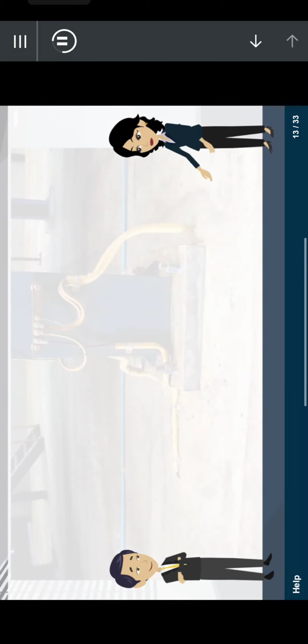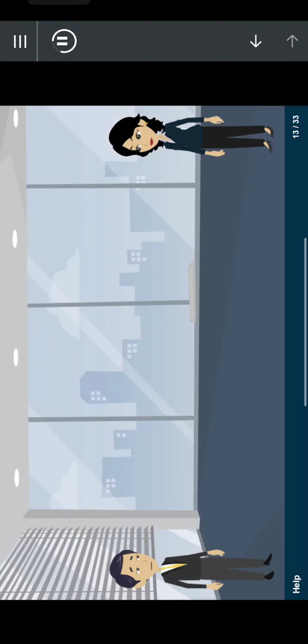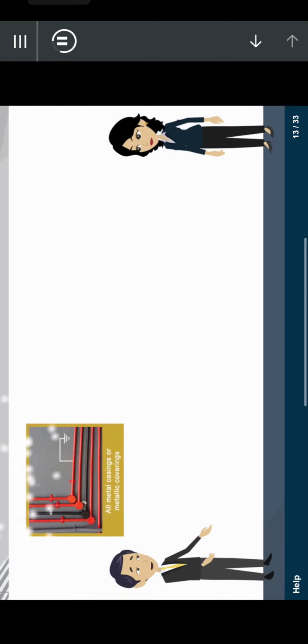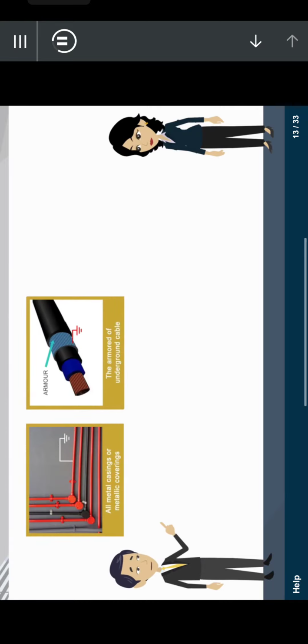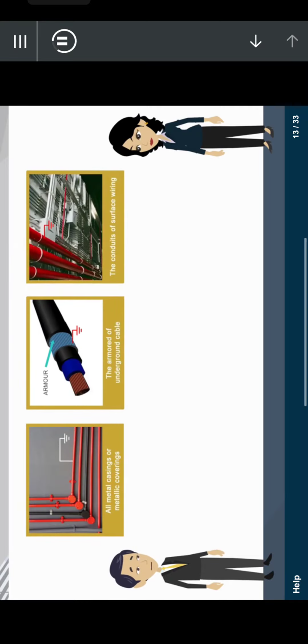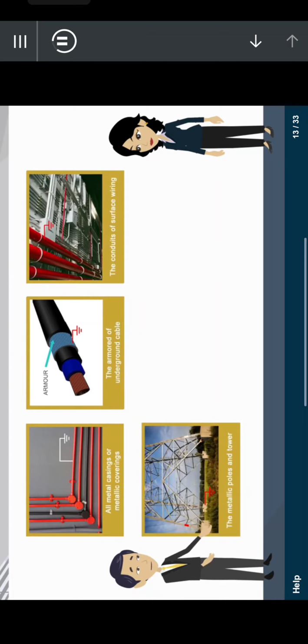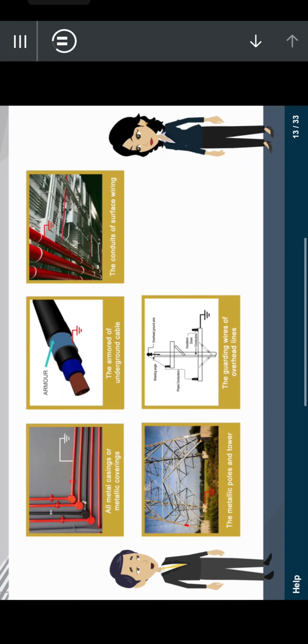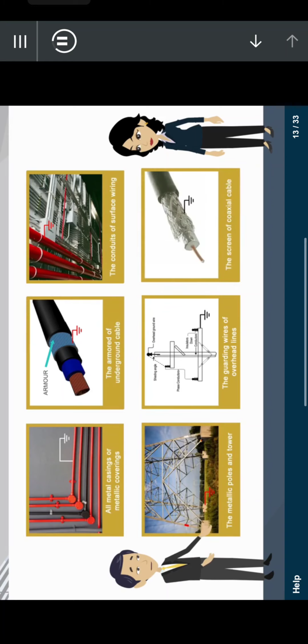Wow, there is so much to it. Unbelievable. Wait, we are not done yet. Is it? Please go ahead. Sure, they are all metal casings or metallic coverings containing or protecting any electric supply line or apparatus, the armor of underground cable, the conduits of surface wiring, the metallic poles and towers of overhead lines, the guarding wires of overhead lines, and finally, the screen of coaxial cable.